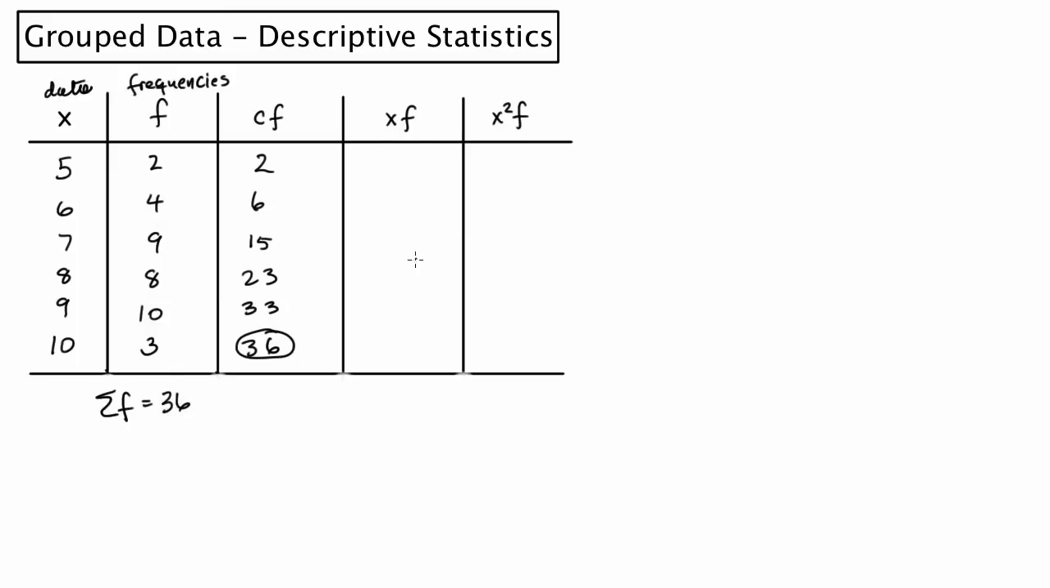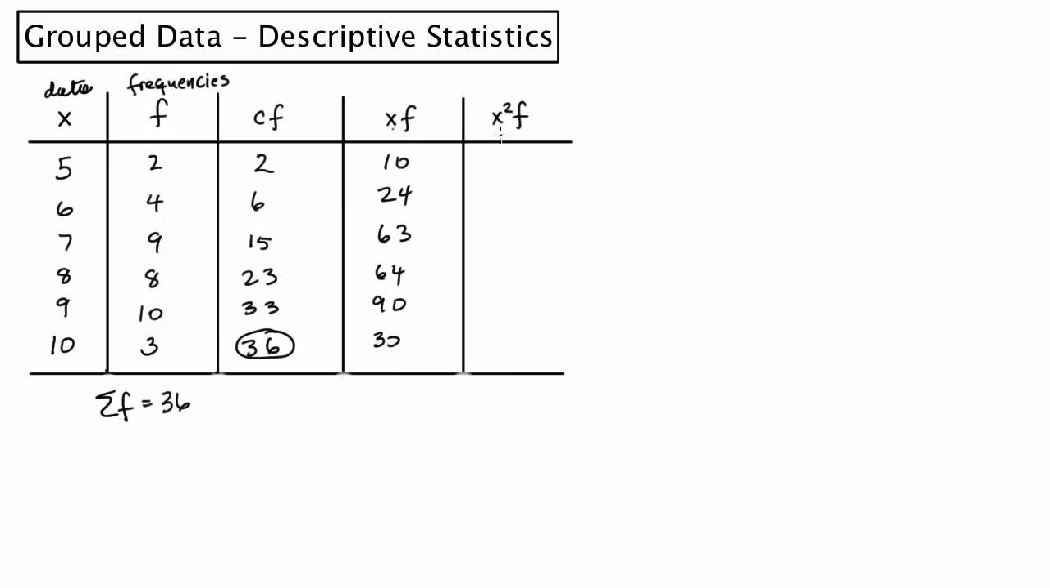If we move over to the next column, this is the X times F column. These last two columns are going to make it easier on us in a second to calculate using some formulas for the mean and standard deviation. So we're going to go ahead and fill these in now. X times F is just the first column times the second column. So we'll get 10 here, 24, 63, 8 times 8 is 64, 9 times 10 is 90, and then finally 3 times 10 is 30.